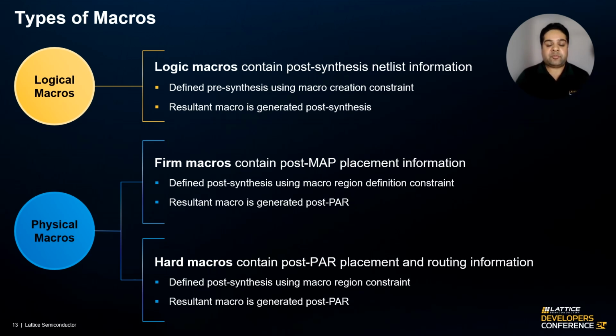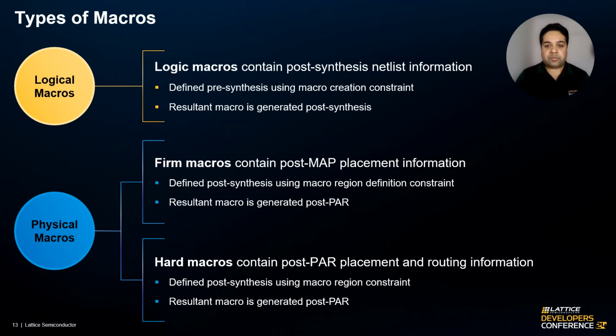The second type of macro is the firm macro. The firm macros contain placement information from the design after the map and par process. These macros are defined after synthesis and map using a macro region constraint or by using the physical designer in Radiant. The resultant macro is generated after the place and route process.